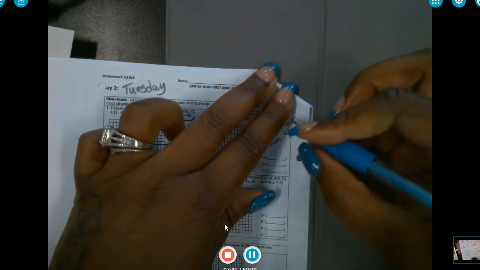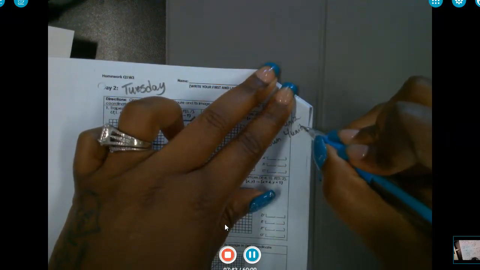How far are you going down? -4. So that's down 4 units. So don't forget to graph them first and then make those moves. Okay? All right. Please put that in your folder.